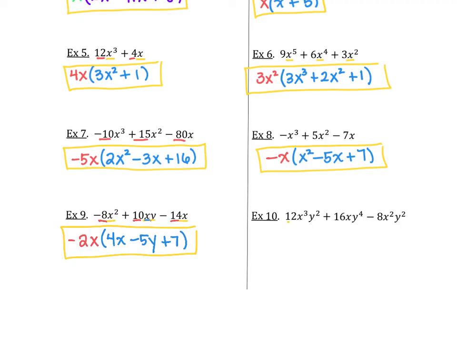Okay, let me check the numbers first. 12, 16, and 8. I could take out 2. I could take out 4. Can I take out 8? I can't take out 8. So 4 is the highest I can take out.